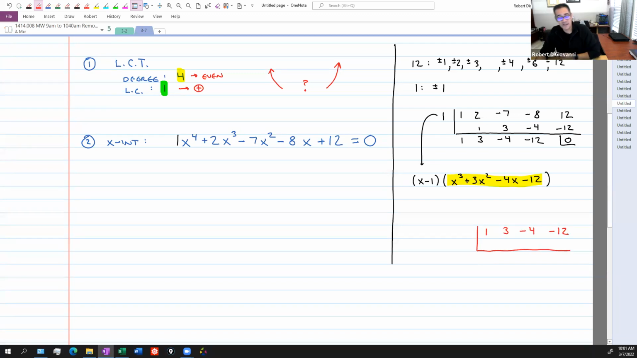And I'm going to continue with my list, and I do need to check 1 again. Okay, 1 worked, but it could work twice. So I'm going to try 1 again. I don't think it's going to work. No, didn't work. My remainder was not 0.